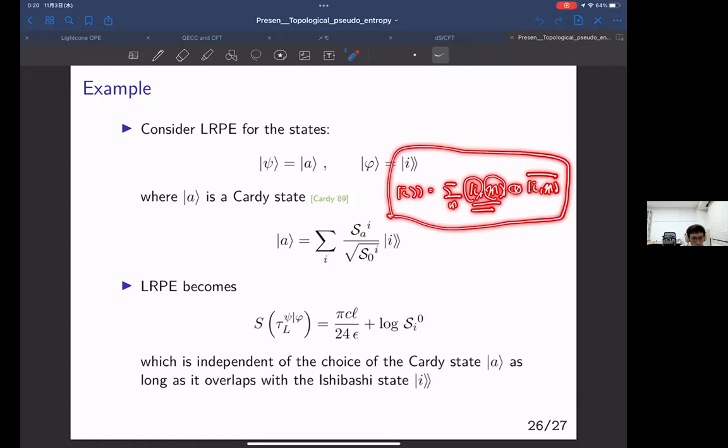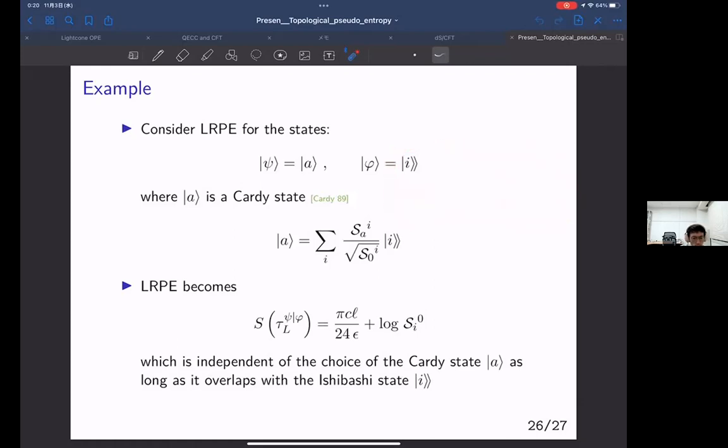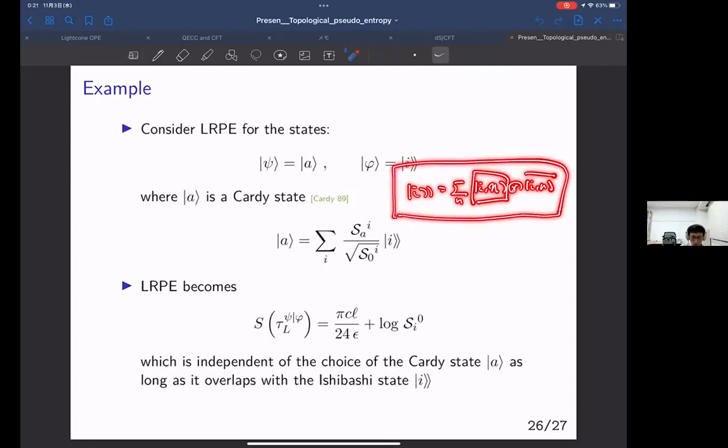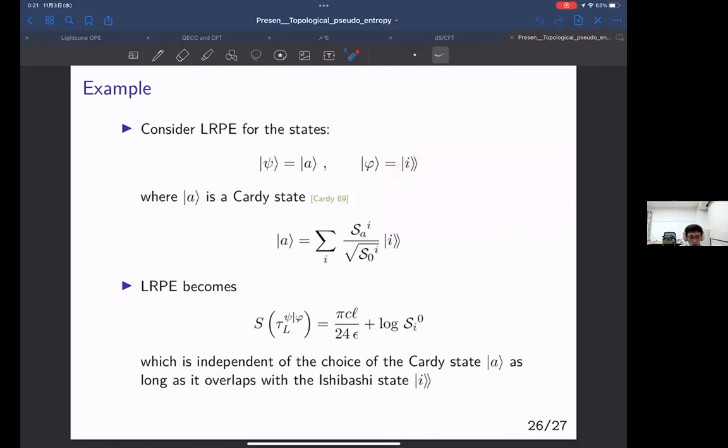In the calculation, I only use this expression which I wrote. So this is enough. I don't need to know how to construct this basis. I only assume this form is valid. Okay, thanks. Yeah, now I recall that. Thanks. Any more questions?